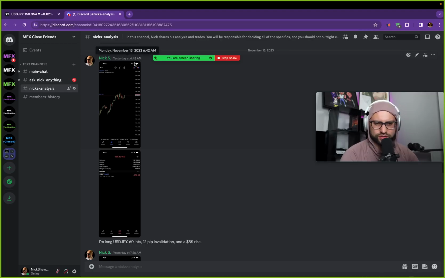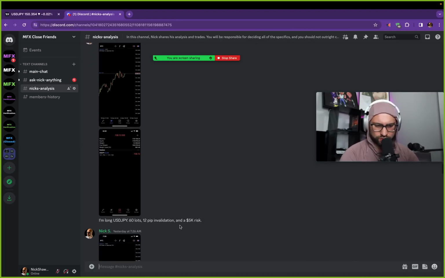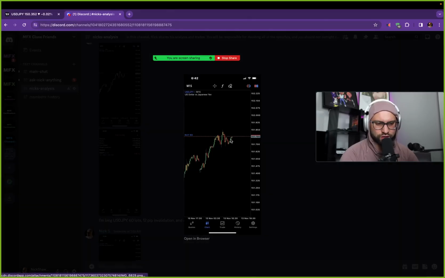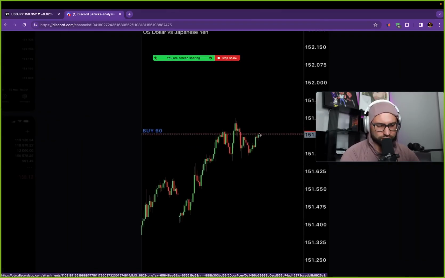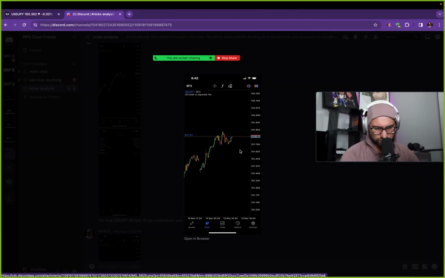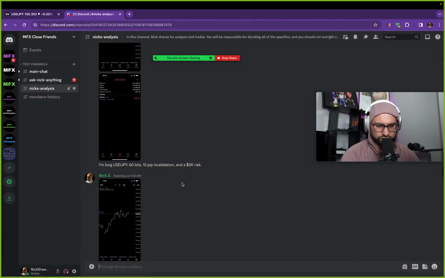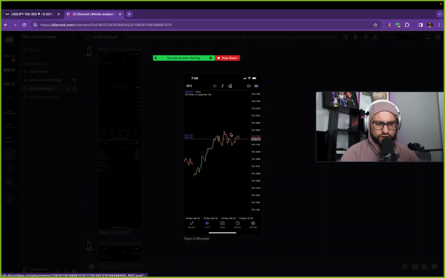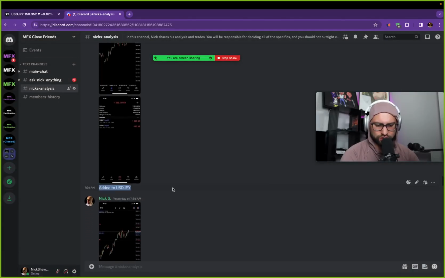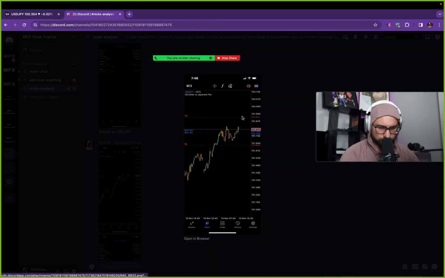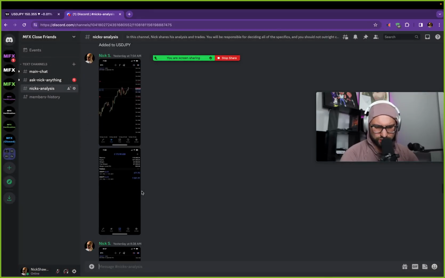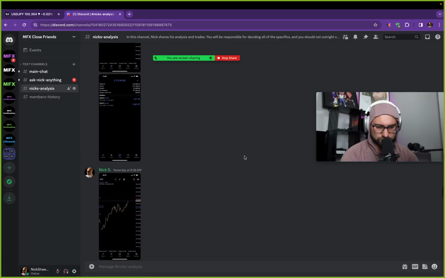So yesterday around 6:40 a.m., I put on long USD/JPY, 60 lots, 12 pip invalidation, and a 5K risk. Just like I was showing you, I bought right there. My invalidation was underneath those lows. And this was the trade that I had entered. I added to it right here as it started pulling back, rejecting and going back up. Then as it started going up, I put in a stop loss and take profit. And those are both the positions.